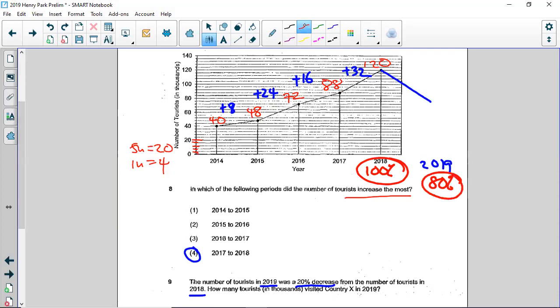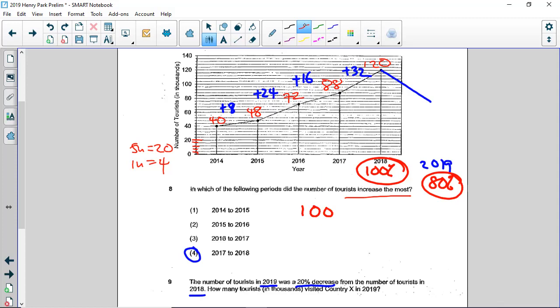There's a very important concept here. If there's a 20% decrease, then you must always start with 100% first, which is what year? 2018. And then 2019 will be 80%. So now we can find how many tourists in 2019.